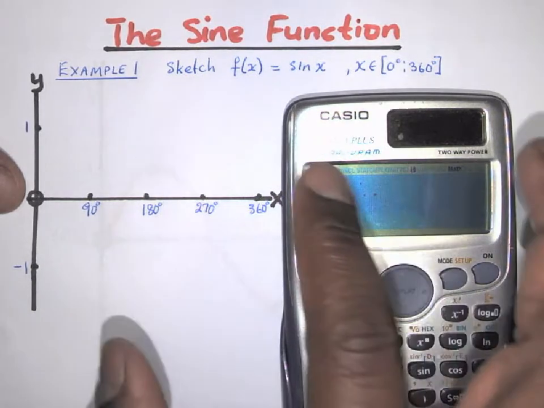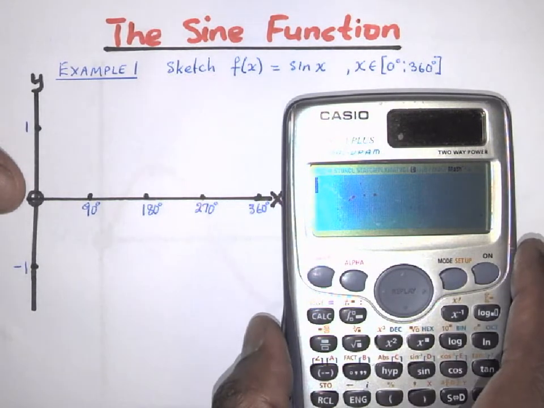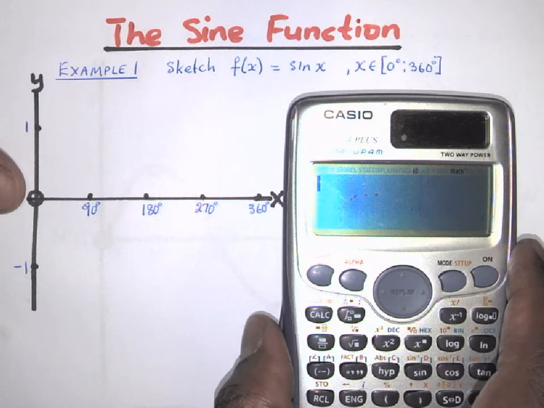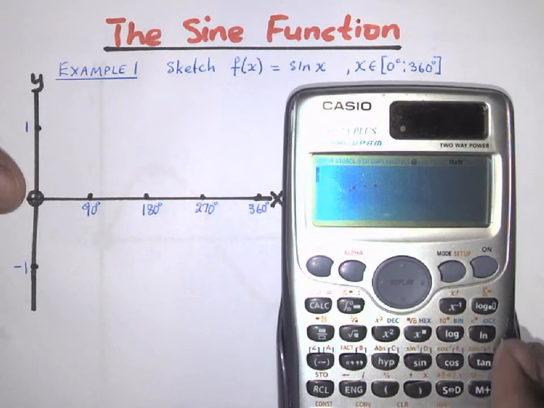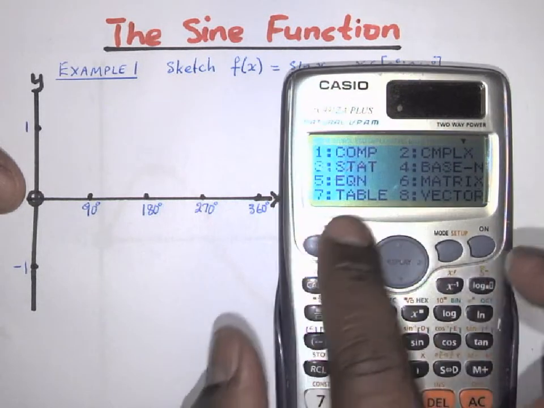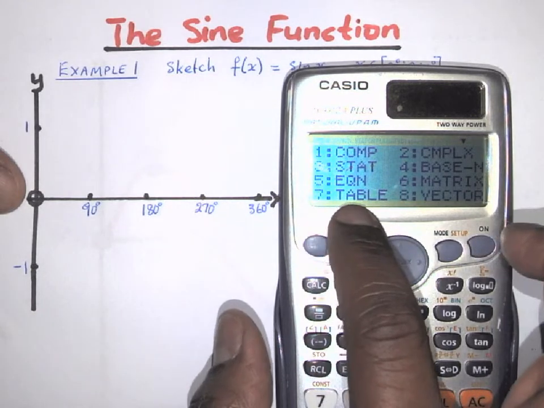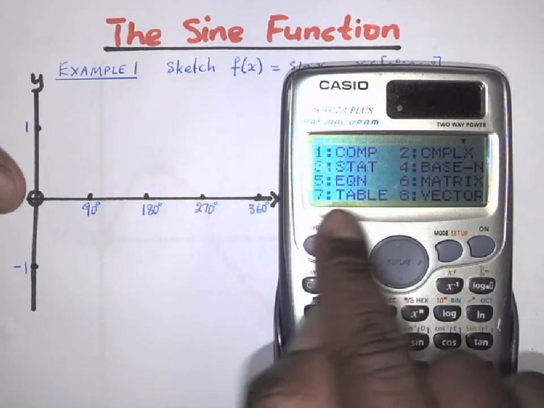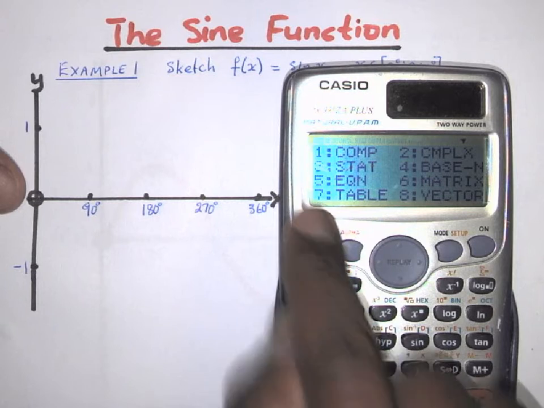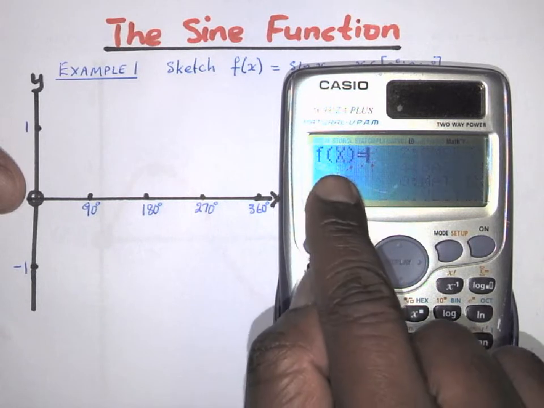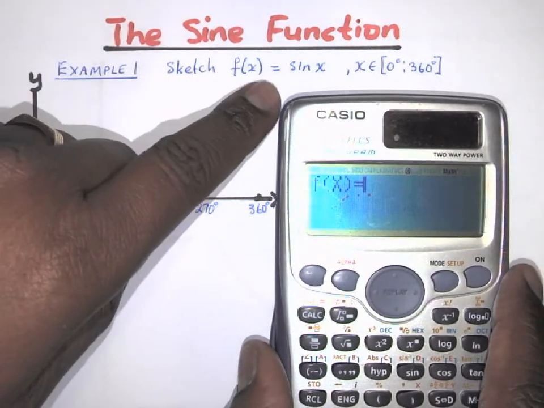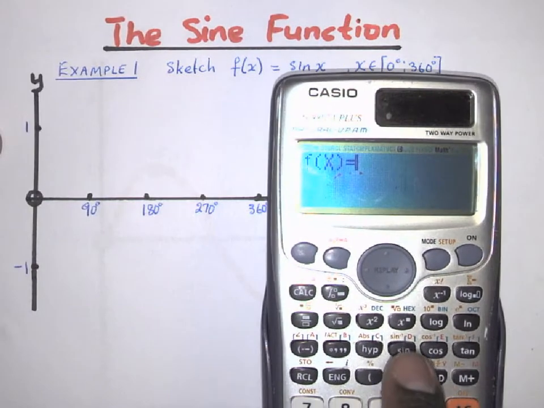Sine x can be sketched using a calculator so that you can get the values. How do you do that? We go to the mode button and then you check on the table. In mine it says 7, to some it could be 3. So number 7. Then it says f of x, so I need to type in f of x equals sine x.